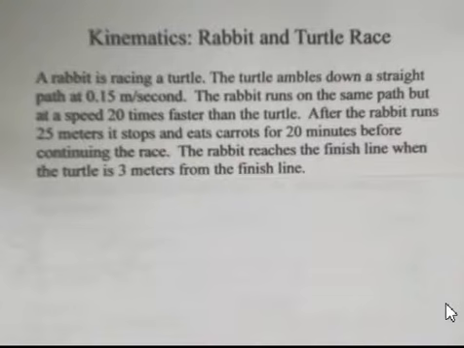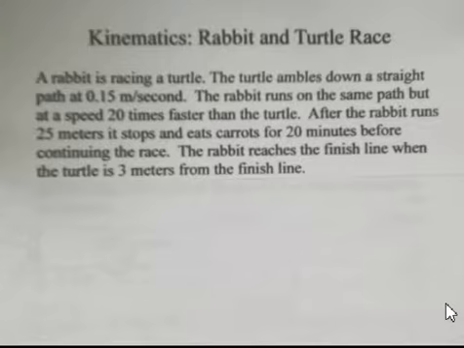Well, in this kinematics problem, we're going to race a rabbit and a turtle down a straight path. This is not the Aesop fable situation because I'm going to let the rabbit win. But we have a speed for the turtle, 0.15 meters per second. The rabbit, we're going to claim that this rabbit runs 20 times faster than the turtle.